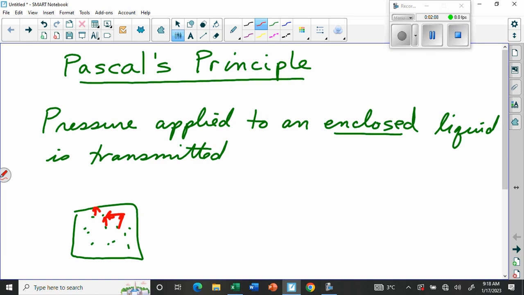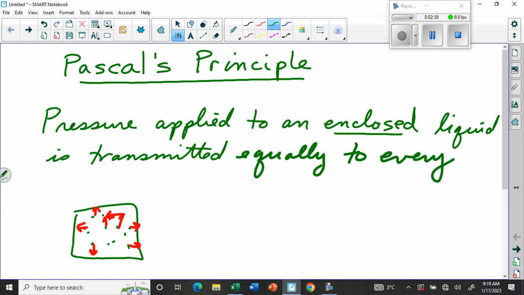and eventually the ones near the edge are pushing on the edge of the container, like this. And of course, the container is closed in, and it's strong enough, hopefully, so that they can't get out, so that they can't go anywhere, and that force that's being pushed all through there creates what's called pressure, right? So it's transmitted from one part of the liquid to another. That's what we mean by that. Transmitted equally to every part of the liquid.